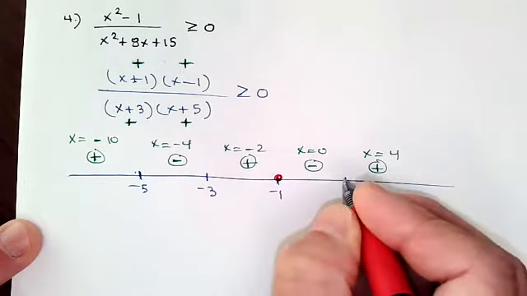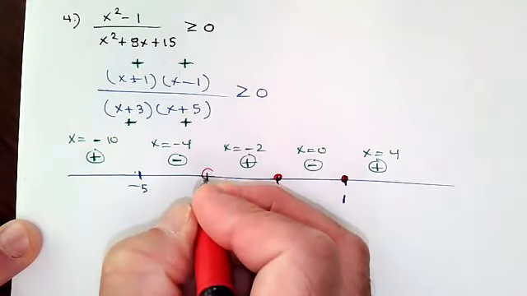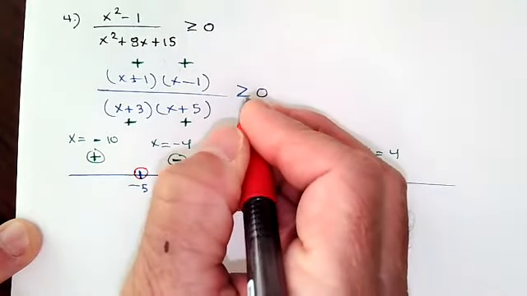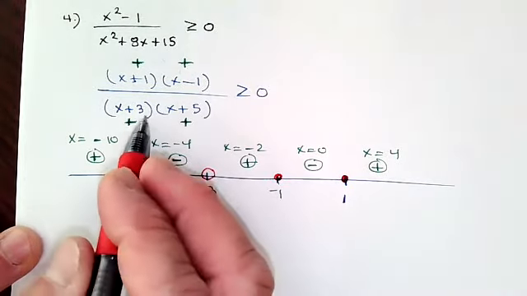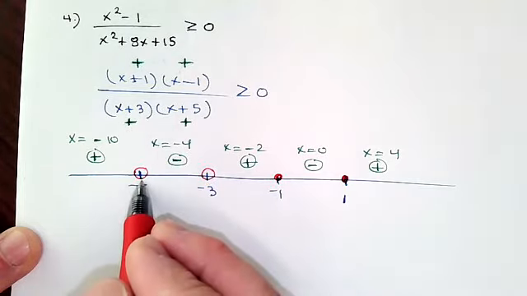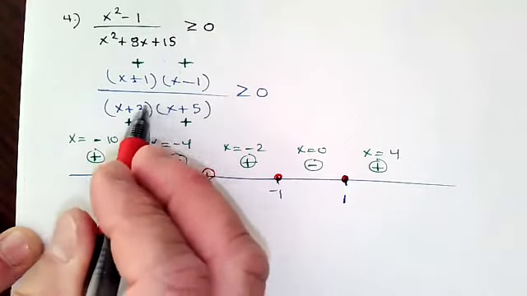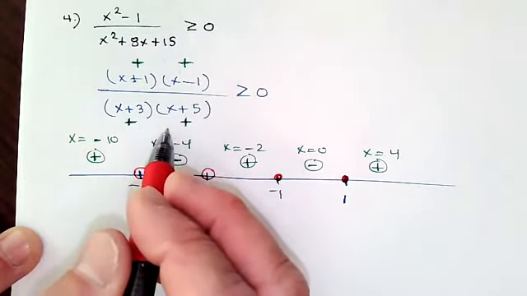So the -1 and the 1 will be included in my answer, but the -3 and the -5 will not be, even if it says greater than or equal to. Why is that? Well, there's something we'll talk about later called the domain of a function. But notice that if x equals -5 or x equals -3, I'm going to get 0 in the denominator. And we're not allowed to have 0 in the denominator of a fraction.